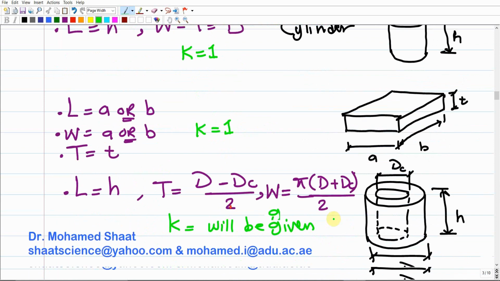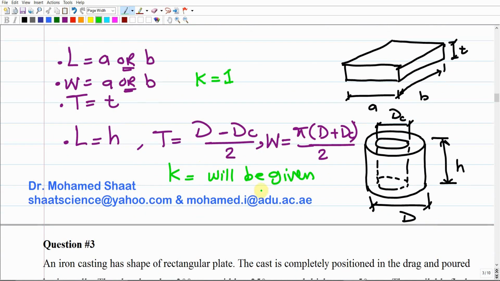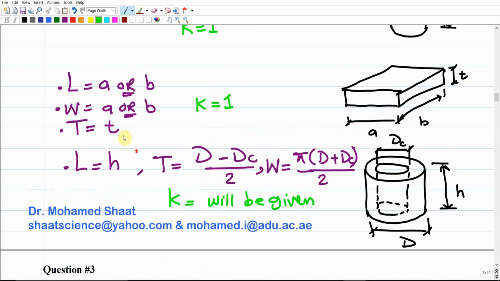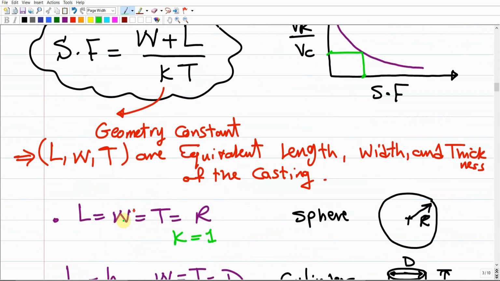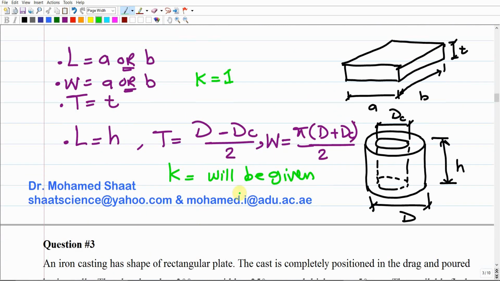But in case that we are going to use a core, we have to do some correction here for this shape factor calculation. This is according to the Naval Research Lab method. So that's why this K will be given a value that is bigger than 1. It's going to be bigger than 1, and it will be provided. So all the time K should be bigger than or equal to 1. If it is not given to you, you're going to consider K equals 1.